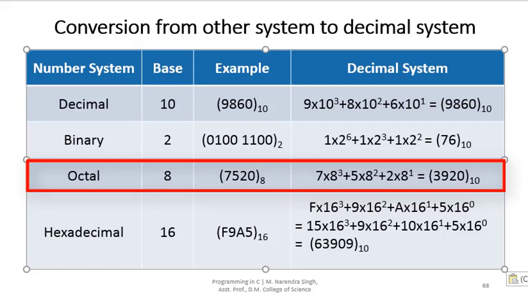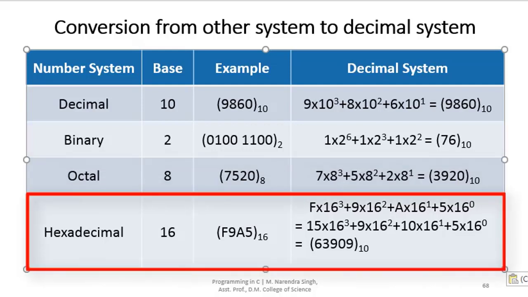The next digit is 5. We multiply it by its place value 8 square since there are 2 digits to its right. The next digit is 2, so we multiply it by 8 to the power 1 as there is only 1 digit to its right. The last digit is 0, so we ignore it. We add all these numbers and we get the decimal equivalent as 3920.